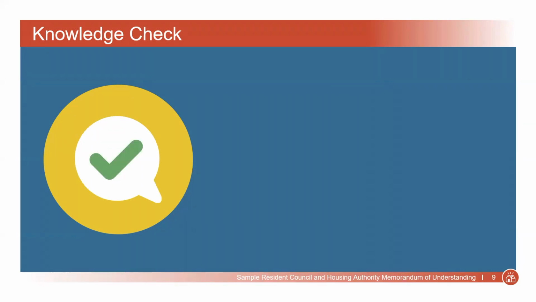If you answered C, 3, you were correct. If not, you may want to go back and review the slides or guide. The PHA and Resident Council may decide to renew their MOU more frequently, but HUD rules require the MOU be revisited at least every 3 years.